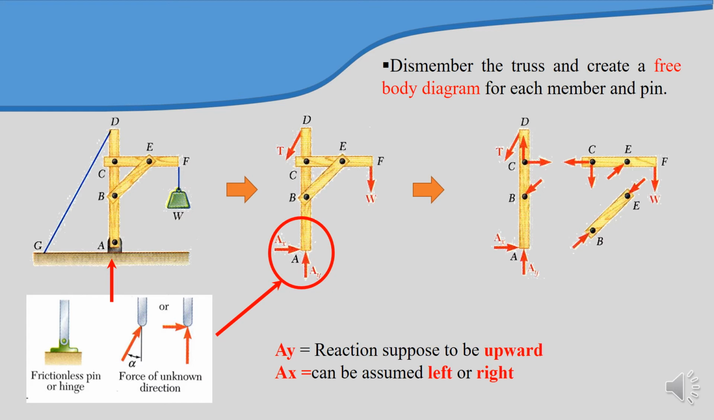This is by using the information from chapter number 4, which is we have a pin and rollers, so that the reactions AY and AX can be represented something like this in the red circle.